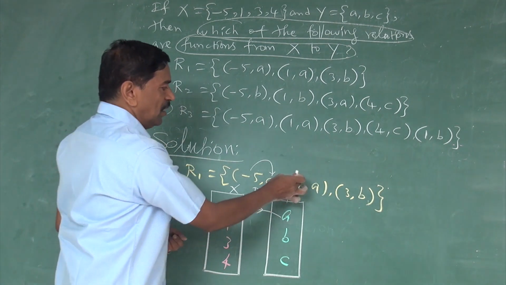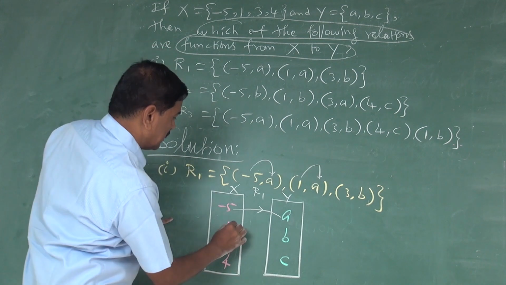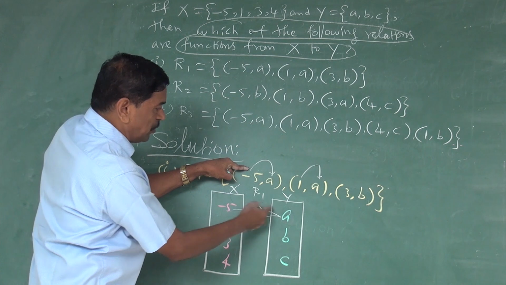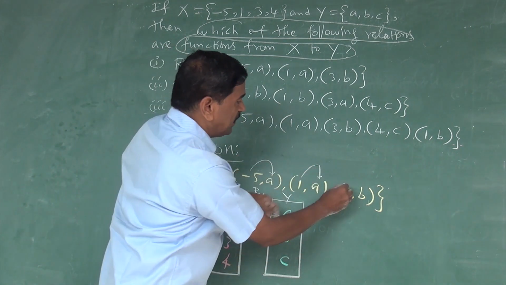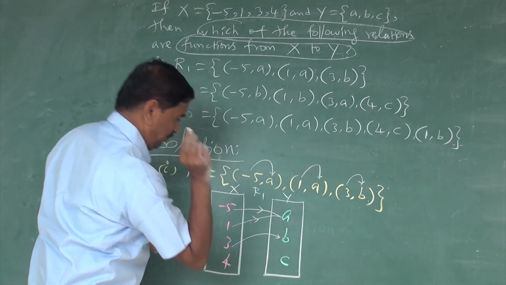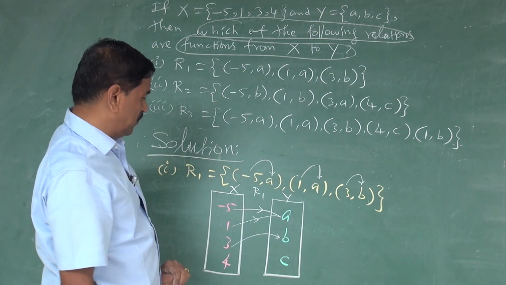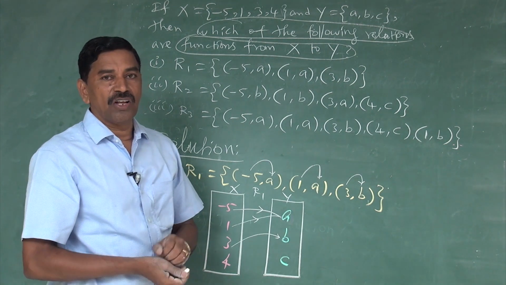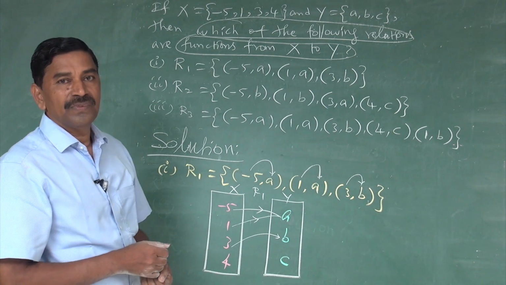Next, second ordered pair, 1's image A. Again, minus 5's image A, 1's image A. Next, 3's image B. Now you want to answer whether R1 is a function or not. Anyone? Whether it is a function or not? Yes, not a function. What is the reason?